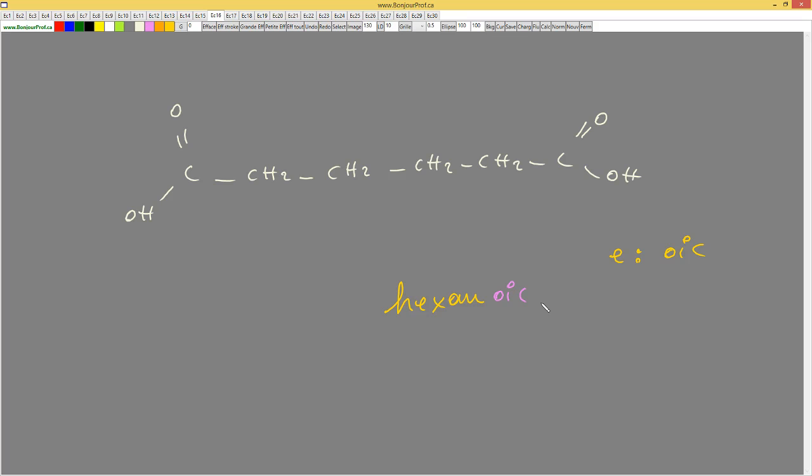But wait a moment, we have two groups, one here and one here. So because there are two, what are we going to do? We are going to add di. I'm going to put it here, di, because there are two. So the complete name now will be hexanedioic acid. So if I have two groups, it will be di. If I have three groups, it will be tri, etc.